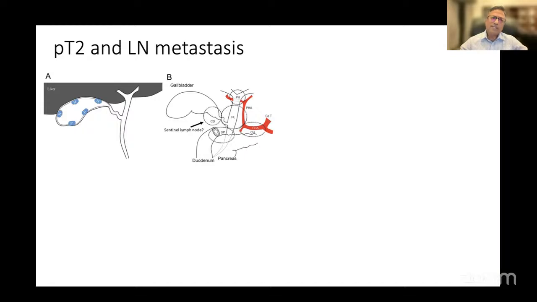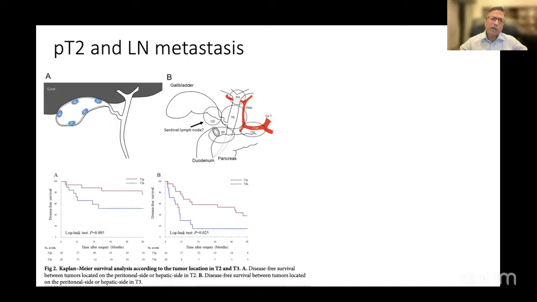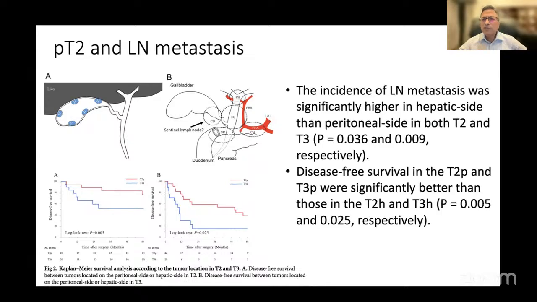Lymph nodal metastasis is another interesting component. Now, as I said in the beginning, the liver side fares worse than the peritoneal side, both in PT2 and PT3. But as far as lymph nodal metastasis is concerned, this very interesting paper has shown that the lymph nodal involvement is much higher when it is on the hepatic side as compared to the peritoneal side. And the disease-free survival is also different in the hepatic side versus the peritoneal side.